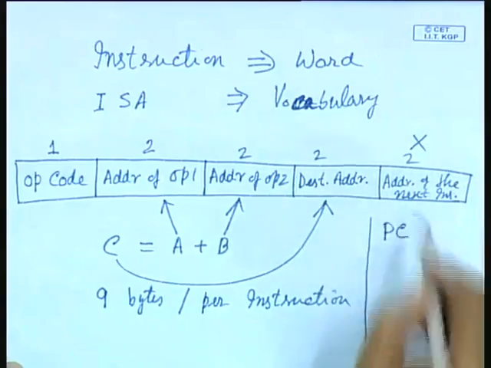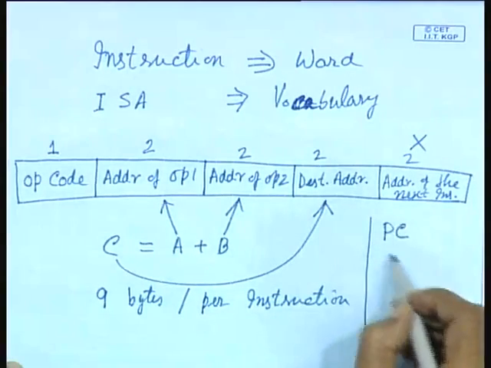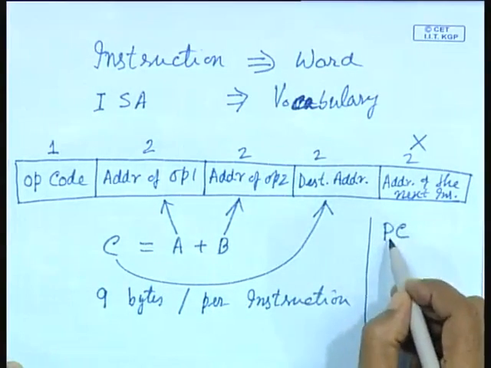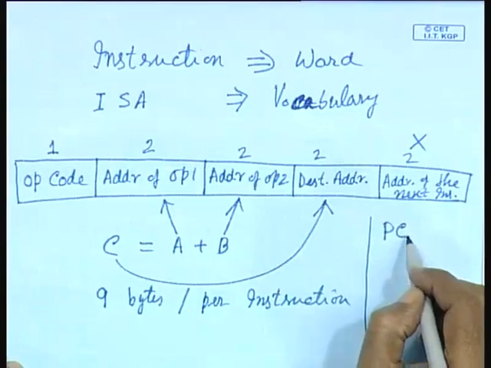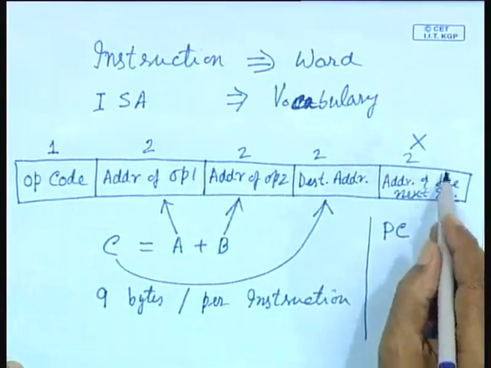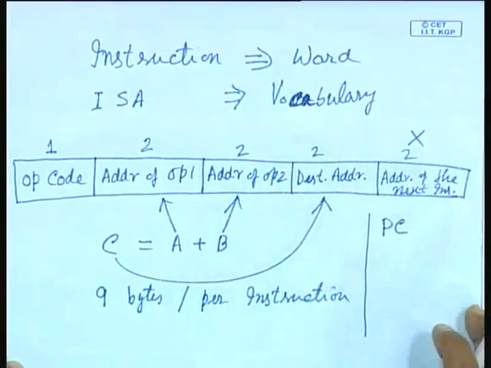So, this field is no longer required in the instruction if PC is providing the address of the next instruction. It is implied that program counter will provide the address of the next instruction. So, this field is not required.